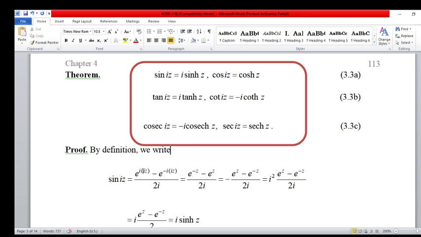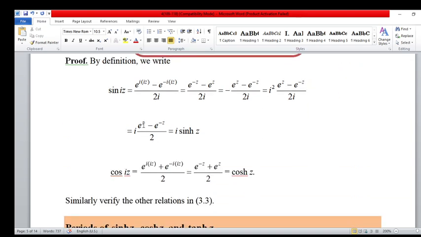So i into i square means minus, e raised to the power minus z minus e raised to the power z upon 2i. This minus symbol here means position change: e raised to the power z minus e raised to the power minus z upon twice i. So this minus 1 can be written as i square, e raised to the power z minus e raised to the power minus z upon twice i, cancel. So this is the i, and this is the value.